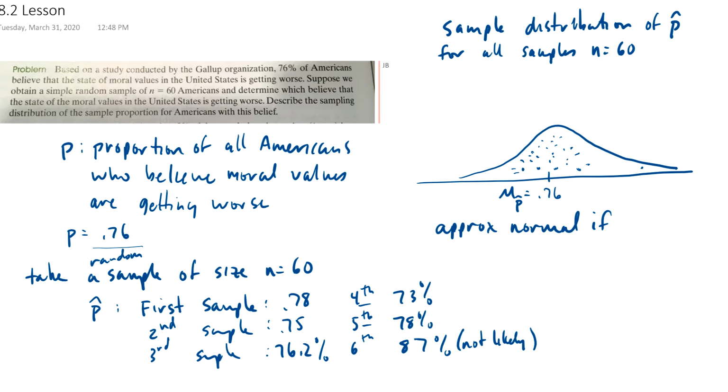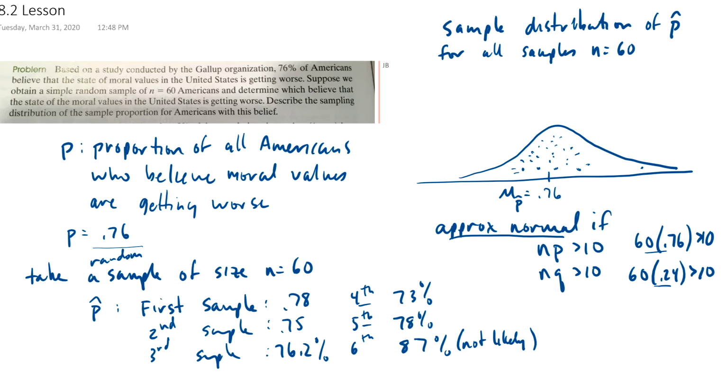And this is normal if n times p is bigger than 10 and n times q is bigger than 10. That means 60 times 0.76 is certainly over 10, and 60 times 0.24 is greater than 10. So we're just checking those. If those conditions are true, this is normal. When we talked about means or averages, n had to be bigger than 30. So that's different. Means, n is bigger than 30. Proportions, we've got this condition right here.